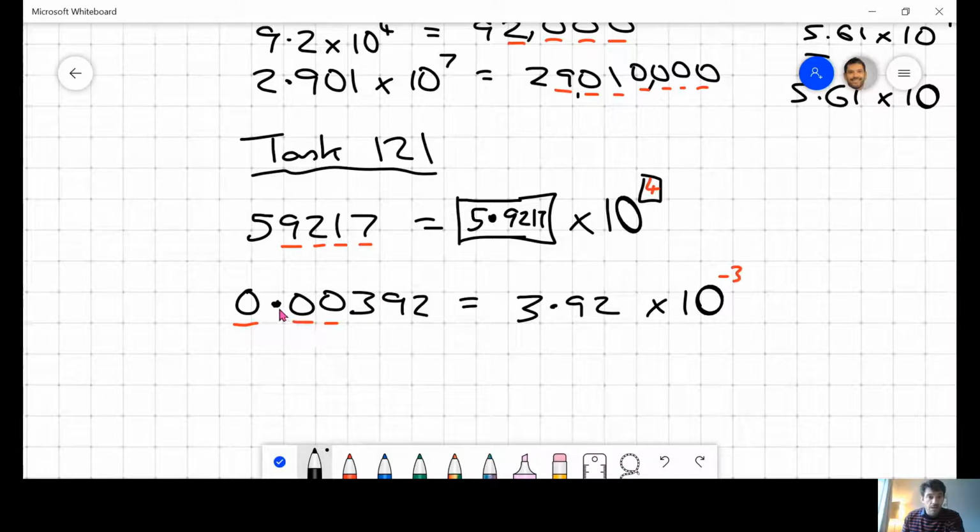Because this is divided by 10, divided by 100, divided by 1,000, or timesing by a tenth, timesing by a hundredth, timesing by a thousandth. So it's minus 3. Whichever way works for you, but you just need some nice clear notes. I don't think they get any harder than that. Let's have a look at the last one. No harder than that, but we'll do one more.